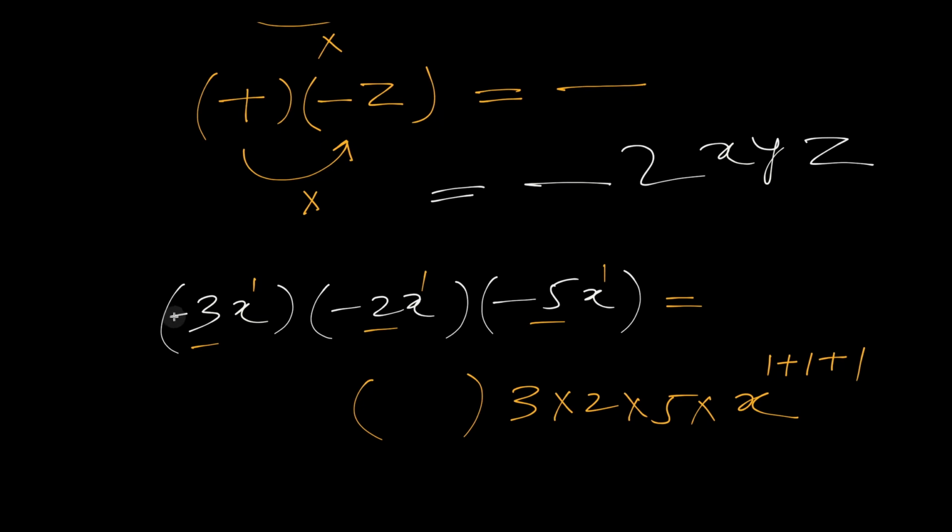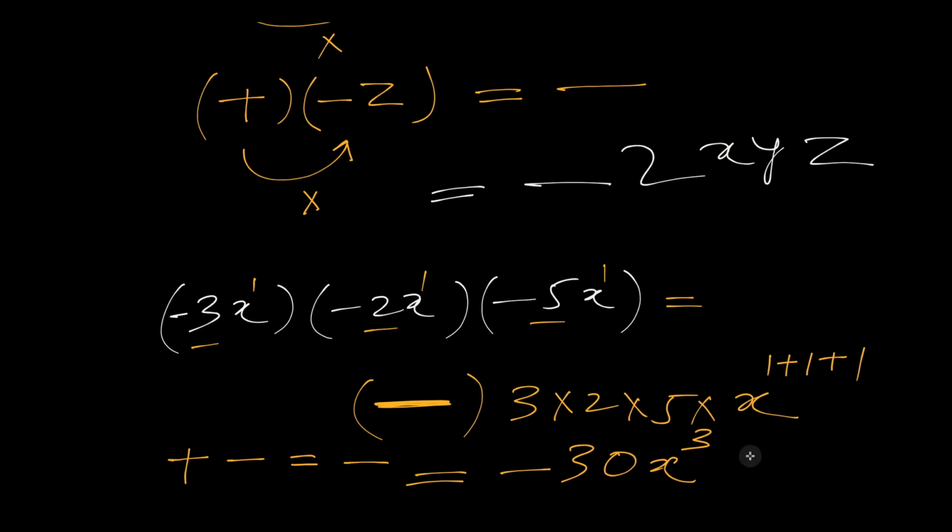So first, negative with negative, I am going to get positive. Positive with a negative, I am going to get a negative number. So I am going to write the final answer as negative. So it is going to be minus 30x cube. So this is the negative answer.